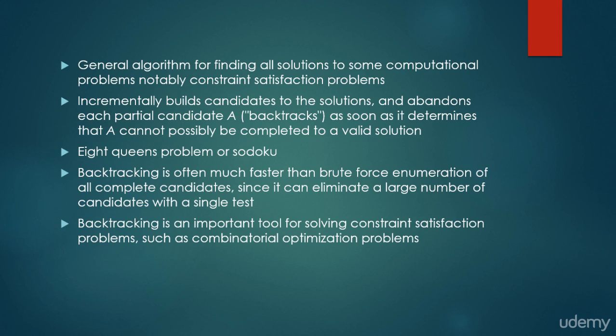Backtracking is often much faster than brute force enumeration of all complete candidates, since it can eliminate a large number of candidates with a single test. So backtracking is an important tool for solving constraint satisfaction problems, such as combinatorial optimization problems.